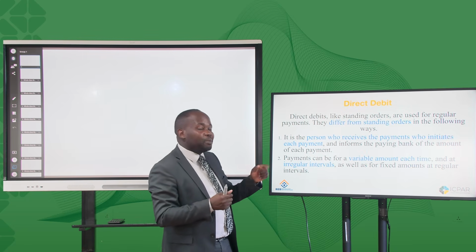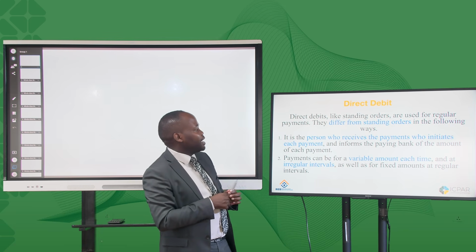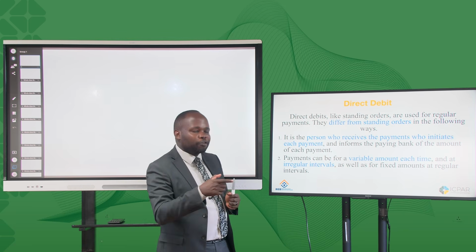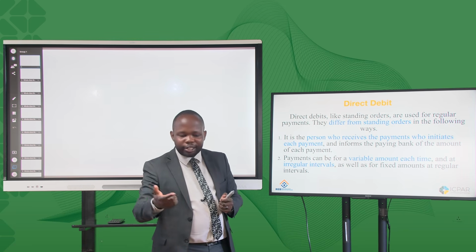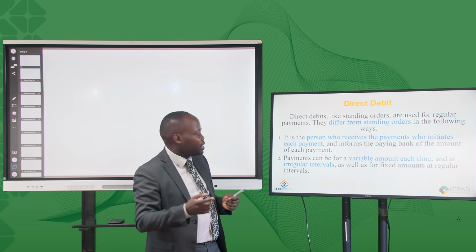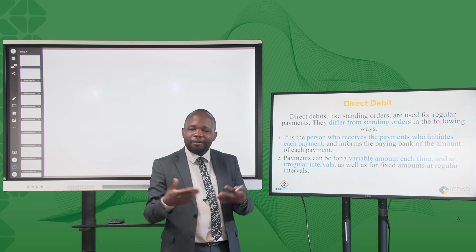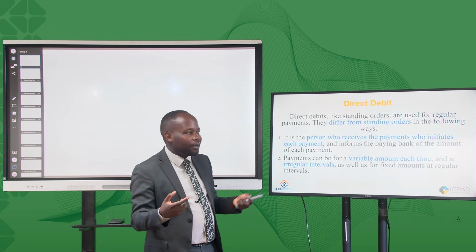Next, a direct debit is the same as a standing order. The only difference is, number one, it is not for regular payments. So today we've made the payment, next month we may not make a payment. And number two, the amount can be variable or fixed. The amount to be paid can be variable.